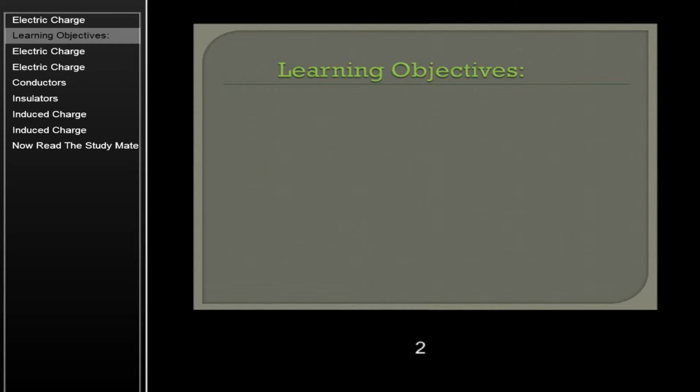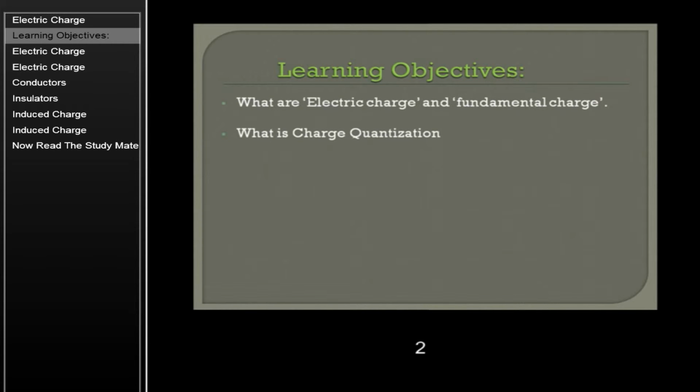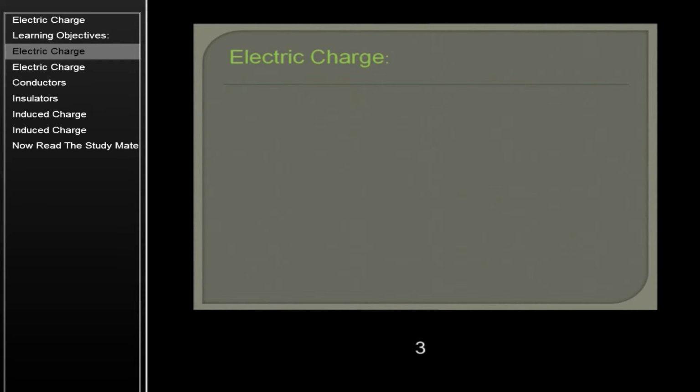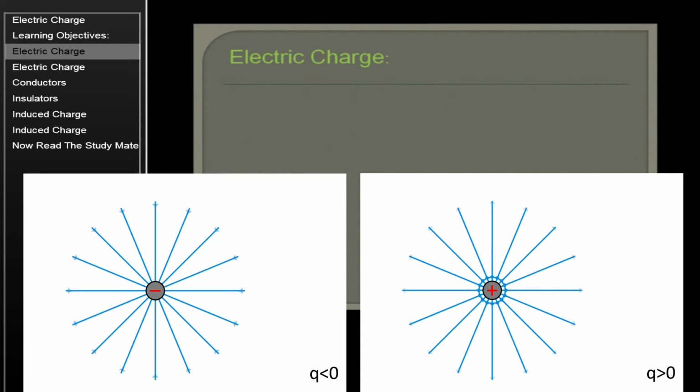In this module, we mainly understand what electric charge and fundamental charge are, what charge quantization is, what charge conservation is, the difference between conductors and insulators, as well as what an induced charge is. Particles that exert electric forces are said to have an electric charge.